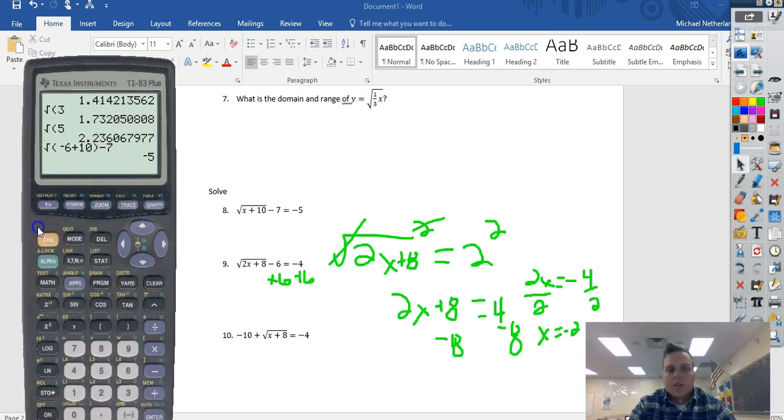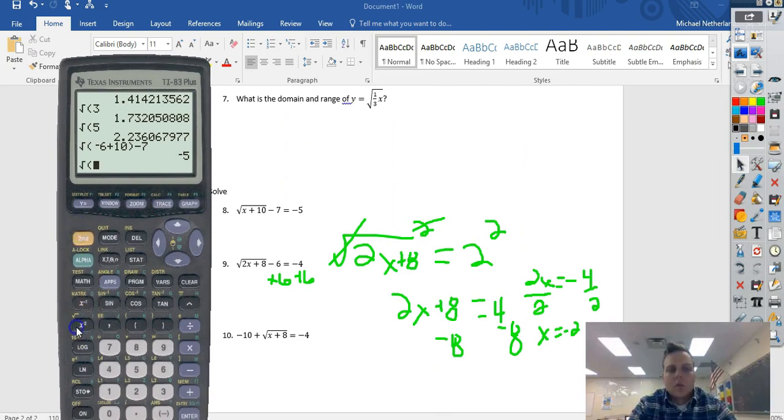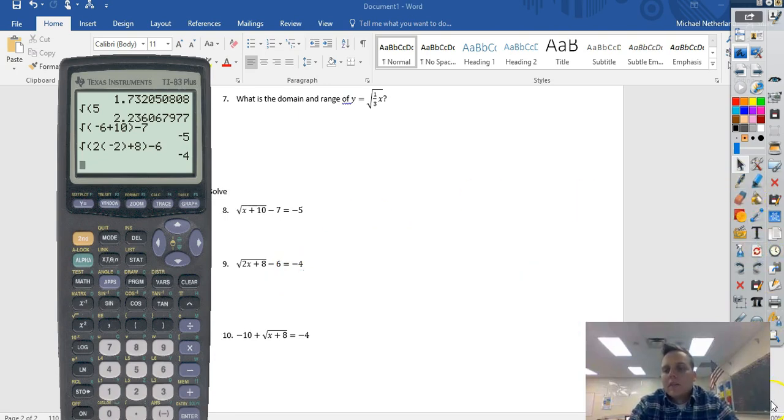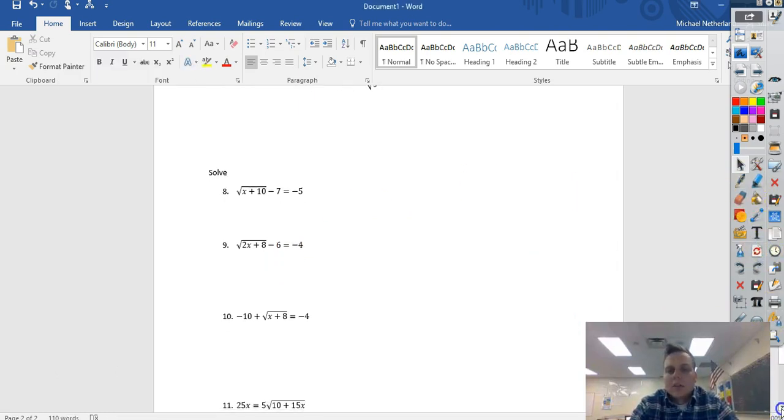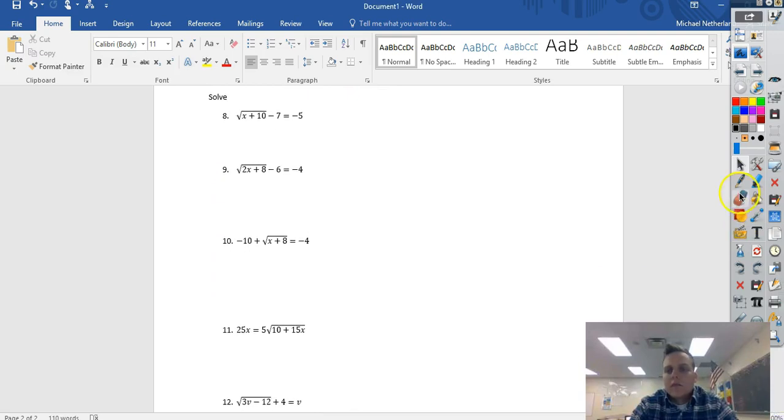All right, so we're going to say second square root of 2 parentheses negative 2 plus 8 and minus 6. And we get negative 4, which is what we wanted. Yay! All right, number 10. I really encourage you now to stop the video and try to solve number 10 on your own.